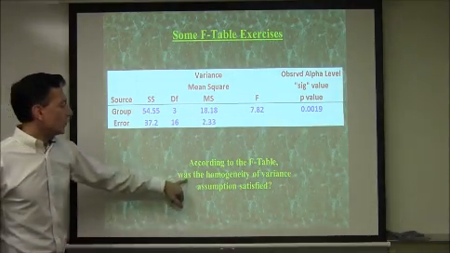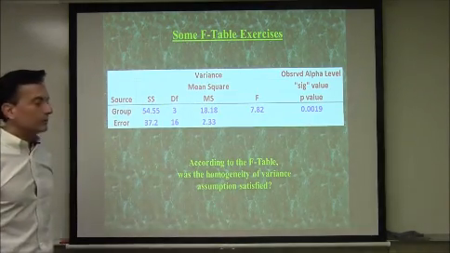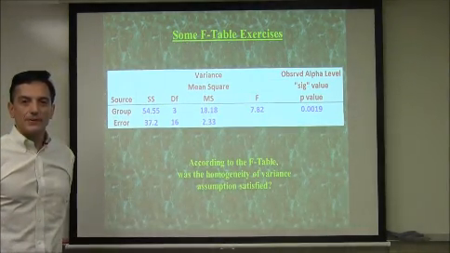According to the F table, was the homogeneity of variance assumption satisfied? We'll let you work on that for a moment.